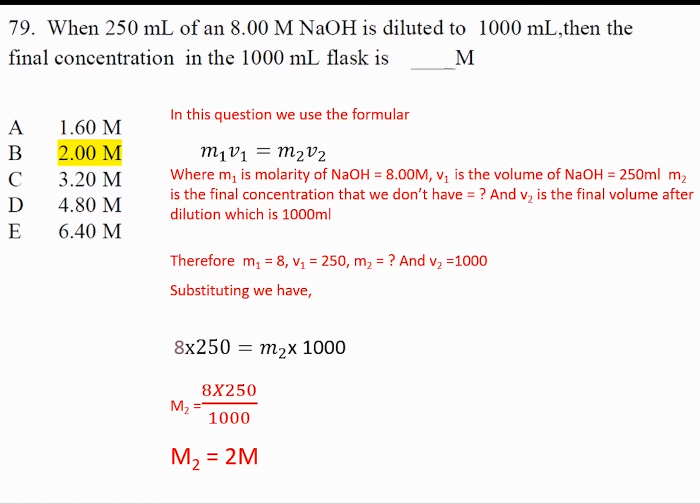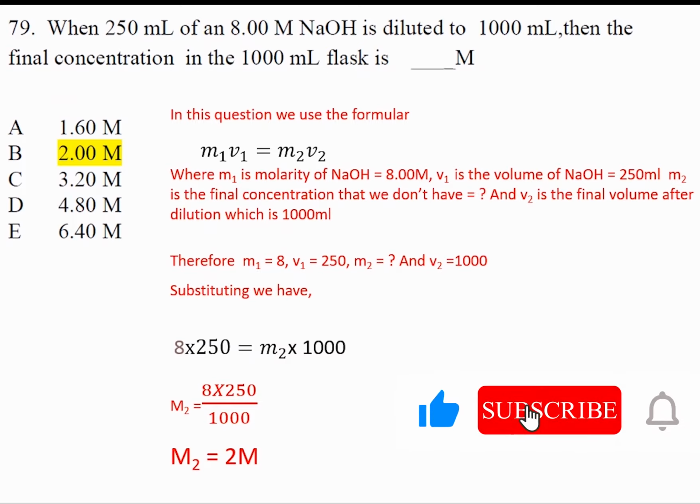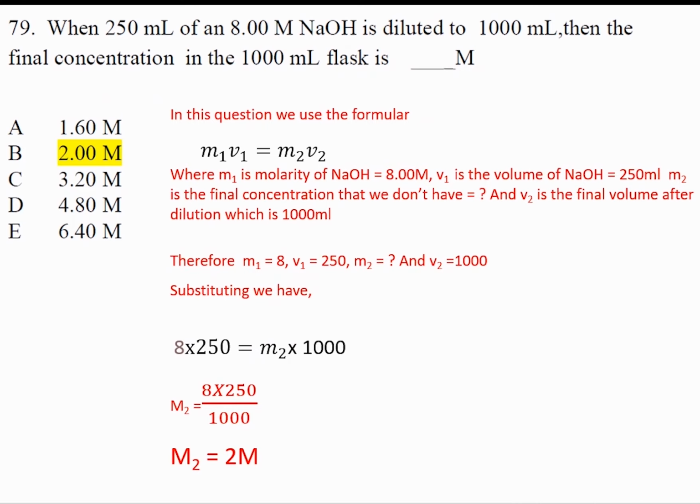In question 79, you're supposed to obtain the final concentration in the 1000 ml flask. You're going to use the formula M1V1 is equal to M2V2, where M1 is the molarity of sodium hydroxide, which is 8. V1 is the volume of sodium hydroxide, which is 250. M2 is the final concentration that we don't have, which you need to calculate. And V2 is the final volume after dilution, which is 1000 ml.